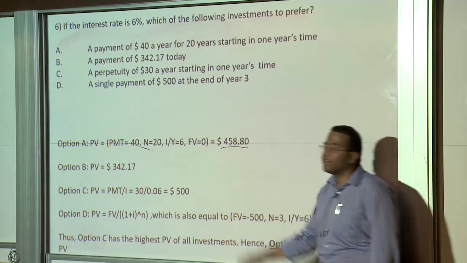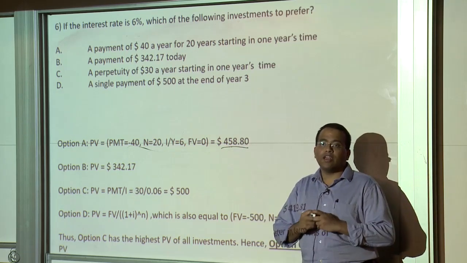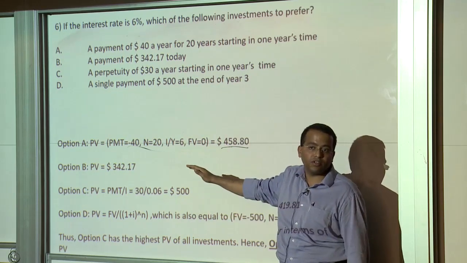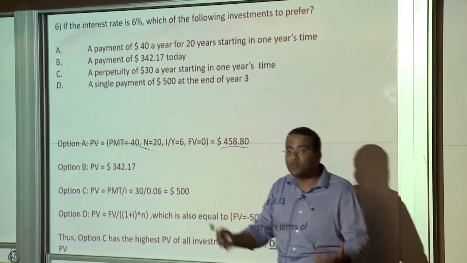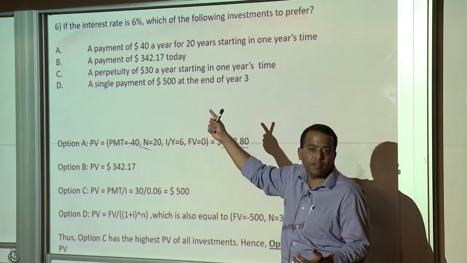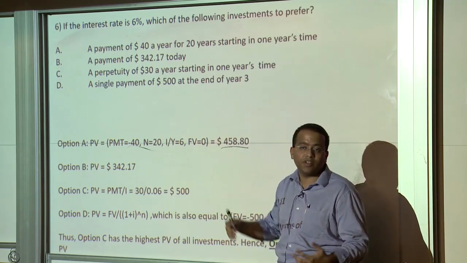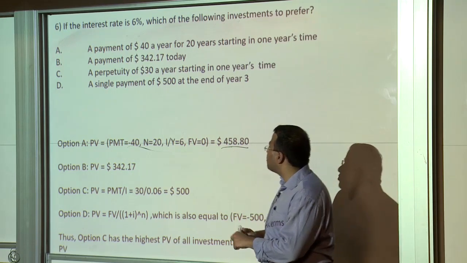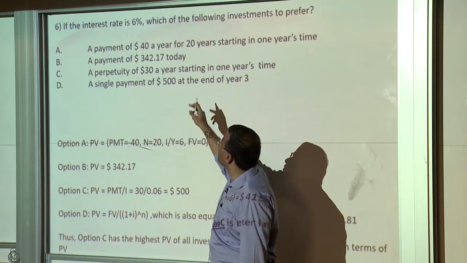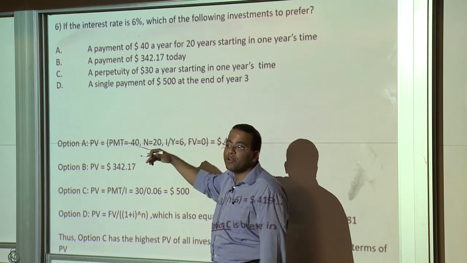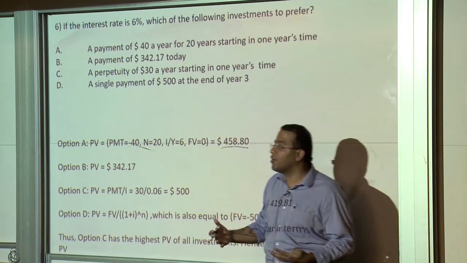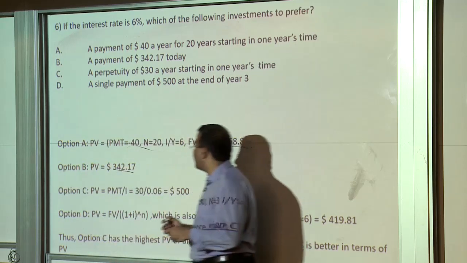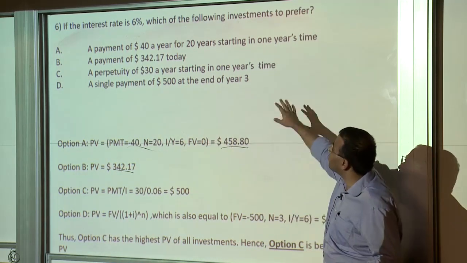You should get a value of $458.8. In other words, getting these payments for 20 years is the same as getting $458 right now. In this universe where the interest rate is 6%. In some other universe where the interest rate is not 6%, that would be a different number. So that's option A. Option B automatically gives you the present value because you're talking about payment today. A payment of $340 today has a present value of $340 today, right? So that's straightforward.